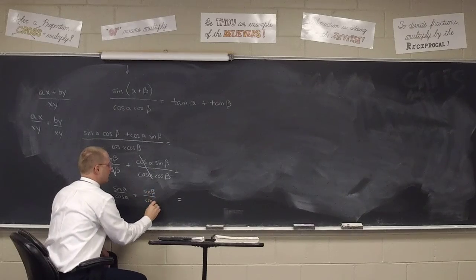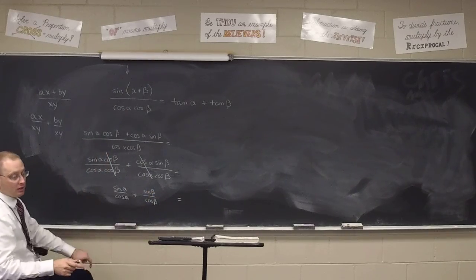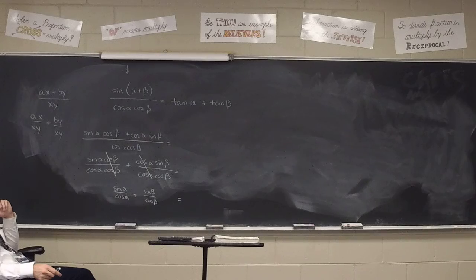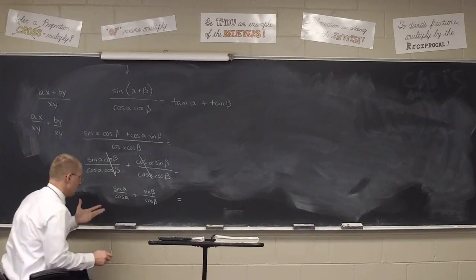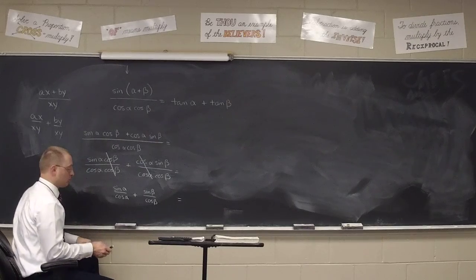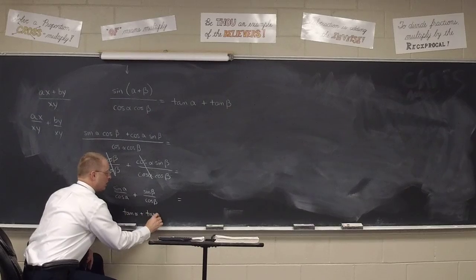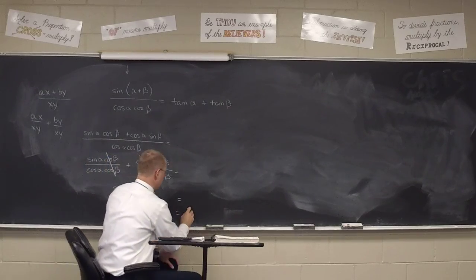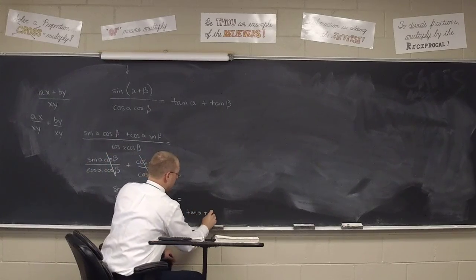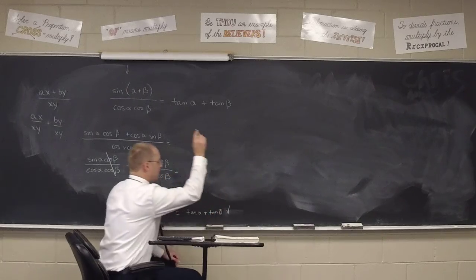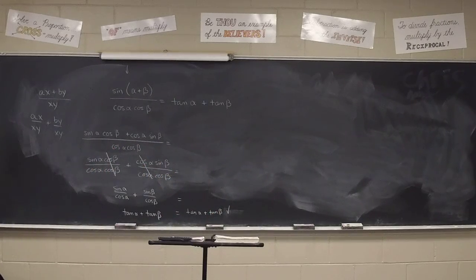All right, Quentin. Sine alpha over cosine alpha is tangent. So tangent alpha plus tangent beta equals tangent alpha plus tangent beta. We're done. It wasn't so bad after all, as long as we write the initial step correctly. Because if we write sine alpha plus sine beta, we're toast.